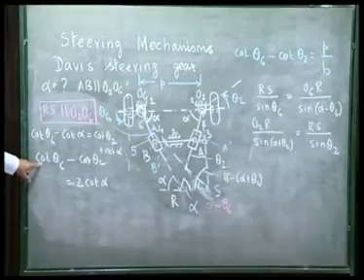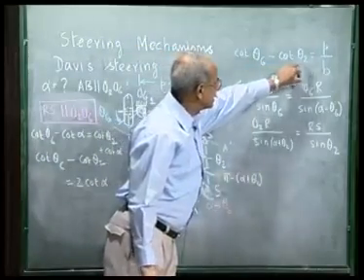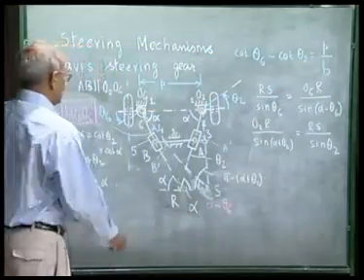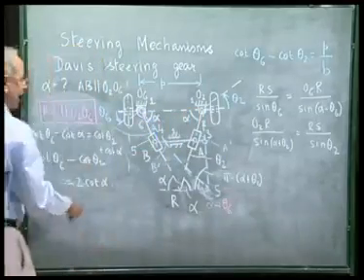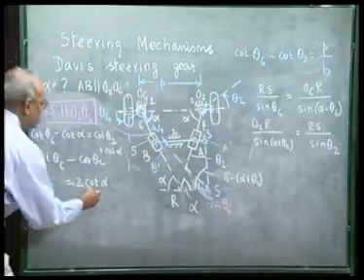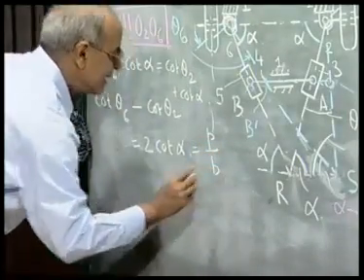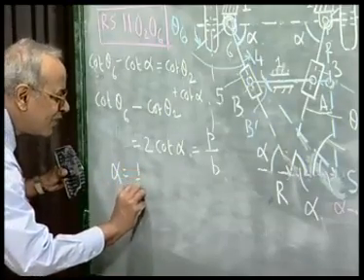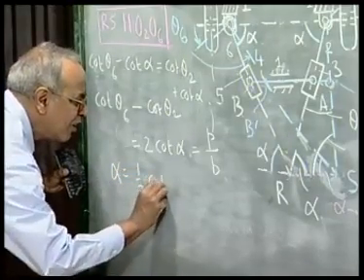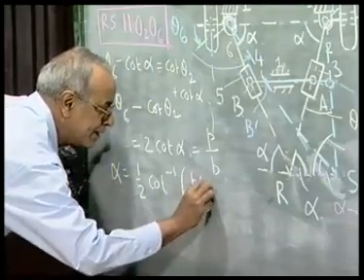And for the perfect steering condition to be maintained, I know cot theta 6 minus cot theta 2 should be P by B, where P is this distance O2 O6 between these two pivots and B is the wheelbase. So, this is equal to P by B. So, alpha is half of cot inverse P by B.